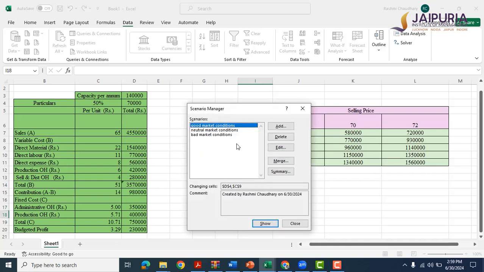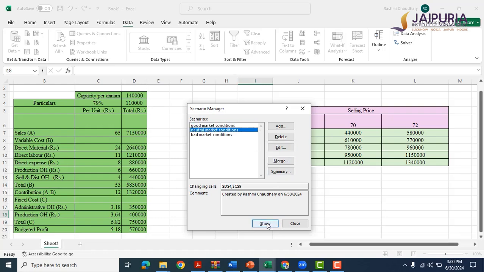So let's press OK. So now we have three conditions: good market condition, neutral, and bad market conditions. If we need to see each and every condition, we can show the conditions on the main screen in the main Excel chart. So good market conditions, show. So now you are selling 1,10,000 units and the profitability which you are getting is 5,70,000, wherein the material price has also increased by 2 rupees, that is 24 rupees. And under good market conditions, you are working at 79% capacity.